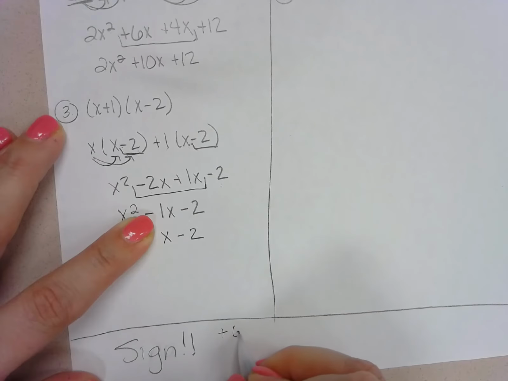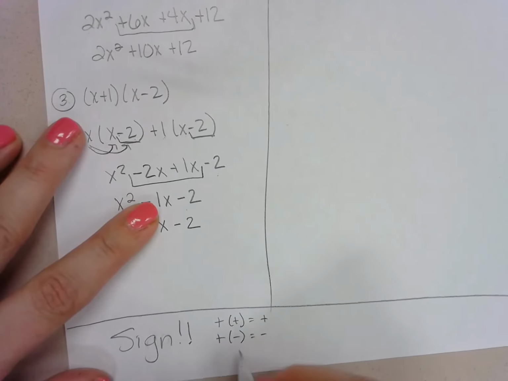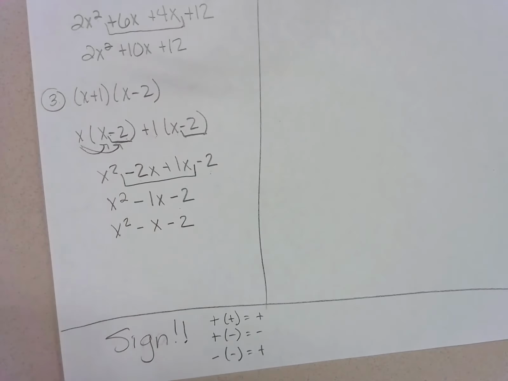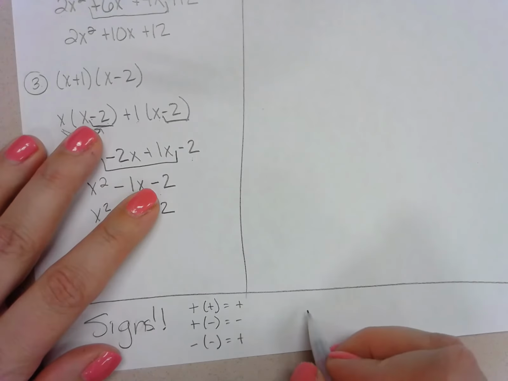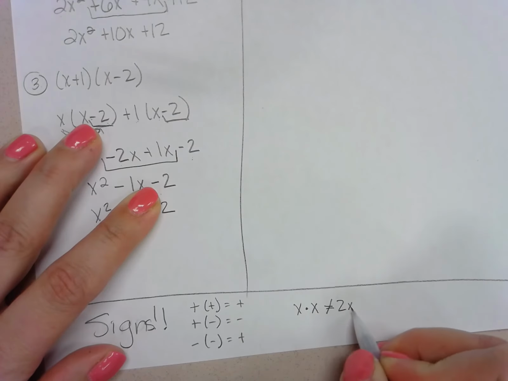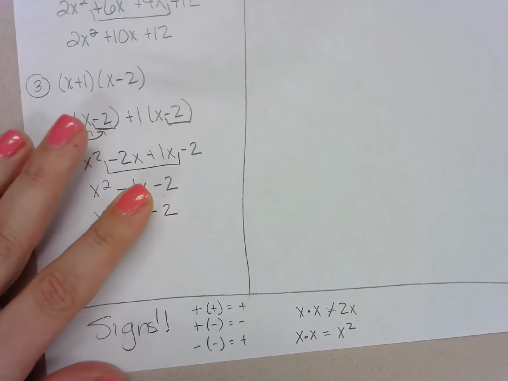A positive times a positive is a positive. A positive times a negative is a negative. And a negative times a negative is a positive. Pay attention to your signs. Signs are the things that trip you up the most when you're working with multiplication. The other thing I need you to remember is that x times x does not equal 2x. x times x equals x squared.